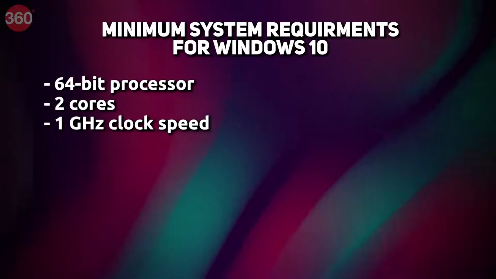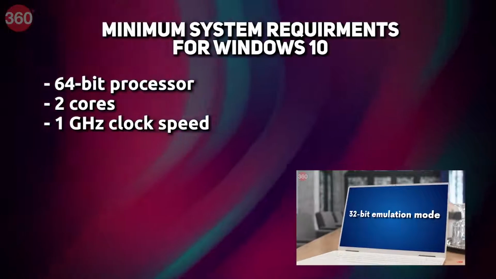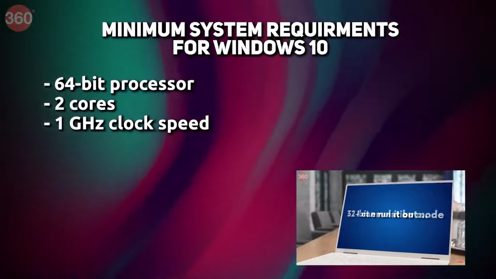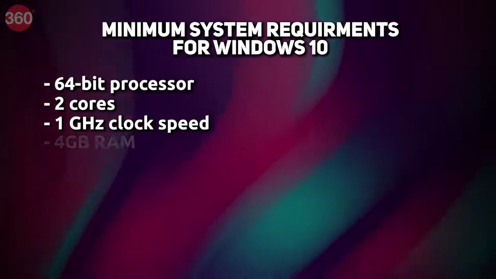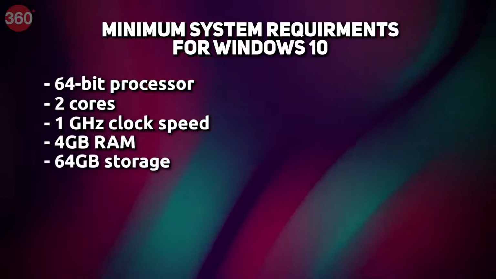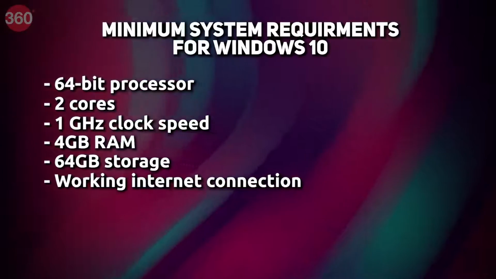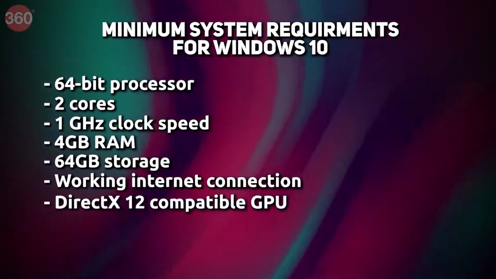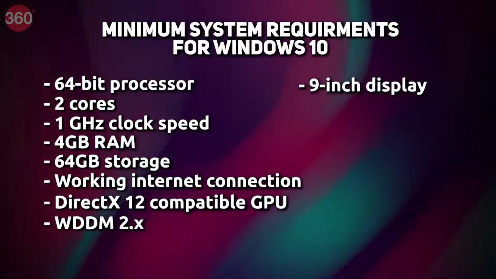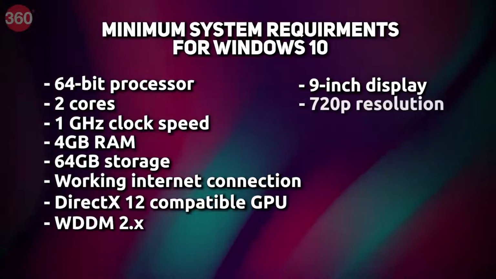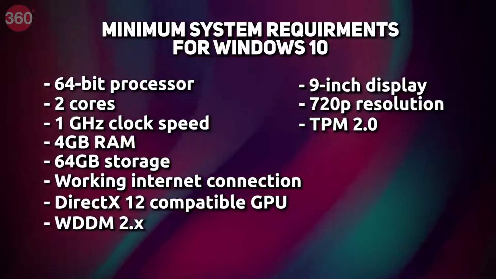Now, I have explained all of this in some of my previous Elemental videos that I will be linking down in the description. So do make sure that you check them out to have a much better understanding of what this means. Other than that, you will require minimum of 4 GB of RAM, 64 GB of internal storage, and you will also obviously require an internet connection, a graphics card that is DirectX 12 compatible with WDDM 2.x, a display that is greater than 9 inches with a minimum resolution of 720p, and finally TPM, something that we mentioned in the previous segment.